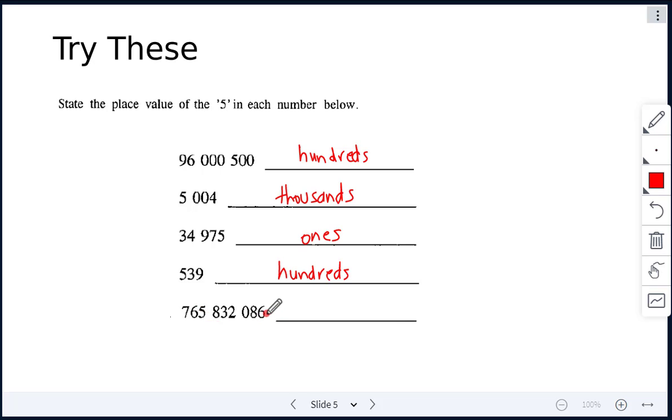Okay, so ones, tens, hundreds, 1,000, 10,000, 100,000. So we get into our 1 million. You can say 1 million or you can say millions. I'm going to be specific and say 1 million's place. Okay, then the 6 is in 10 millions, and then 7 would be in 100 millions.